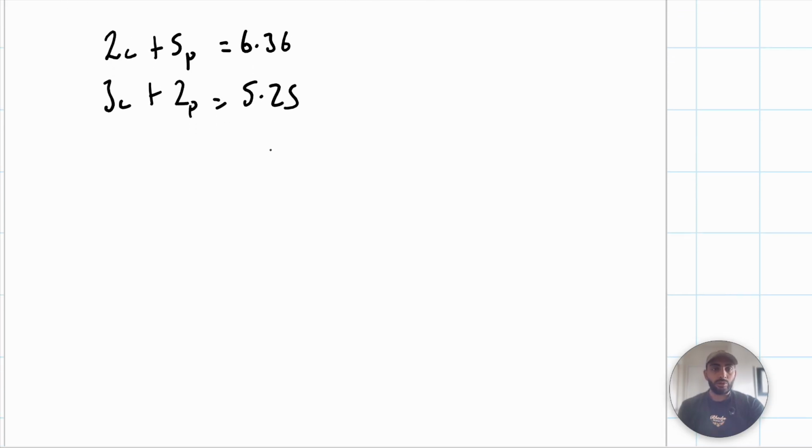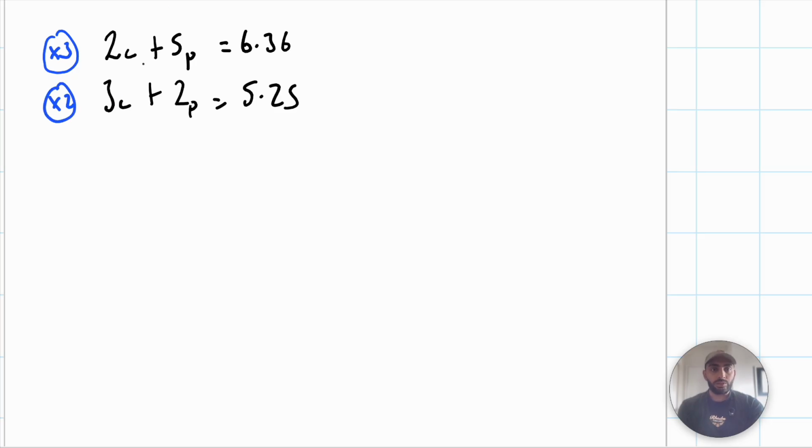We've got simultaneous equations. We're going to scale both of these up so that we have a common number before either the c or the p. I'm going to choose to make the c's the same because I think it'll be a little bit easier. To do that, I'm going to multiply this top one by 3, so that becomes 6c, and I'll multiply this bottom one by 2, so that will also become 6c.